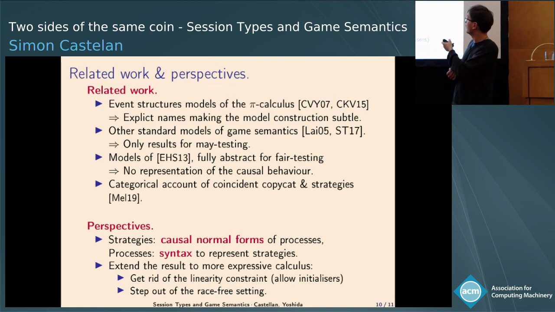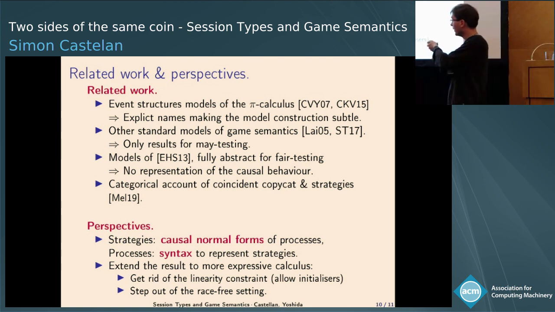There are also other standard models of game semantics using asynchronous strategies, but that can only work for May testing because of the reason I mentioned before. There's also the model by Hirschowitz and collaborators using advanced categorical machinery, which is fully abstract for fair testing, but their model doesn't account for the causal behavior of processes, which we have here as a consequence of the tool we use. And then, as I said, Paul-André presented earlier in the afternoon a categorical account of coincident copycat and strategies, which nicely generalizes the notion that we have. So we have a more abstract presentation of the concrete object I've presented here.